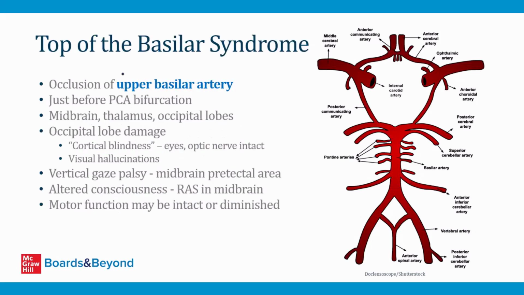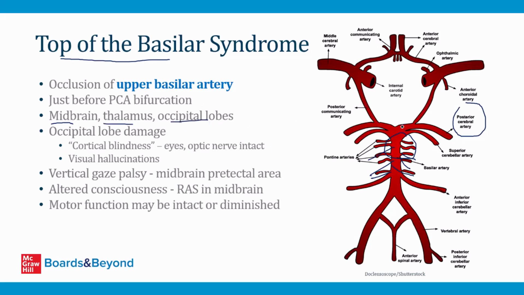There's a subtype of basilar artery stroke that can lead to what's known as the top of the basilar syndrome, so let's talk about that now. So this occurs when there's a stroke involving the top of the basilar artery, the upper basilar artery, just before the takeoff of the posterior cerebral artery. When this happens, you're going to continue to get perfusion to these lower basilar artery branches that supply the brainstem. The main thing that's going to happen is you're going to have ischemia of the midbrain, which is what the upper portion of the basilar artery supplies, and also the thalamus and the occipital lobes.